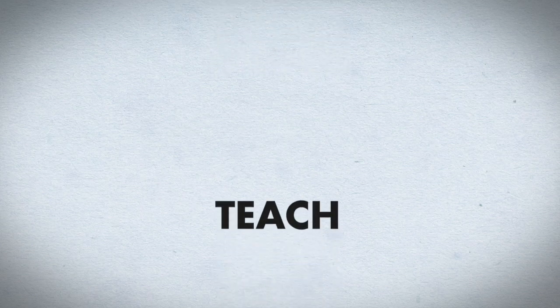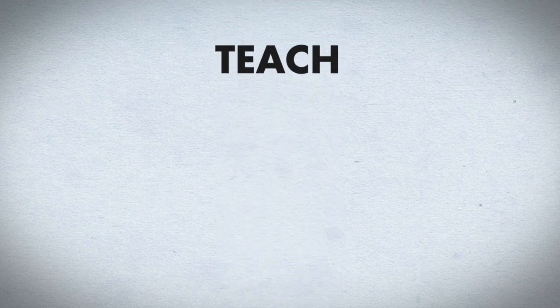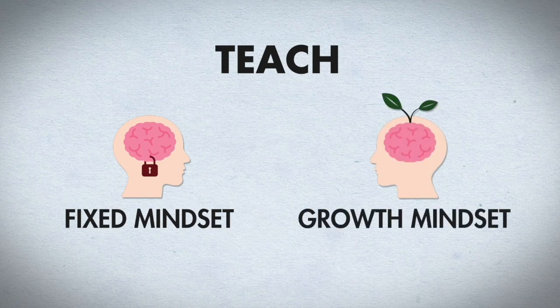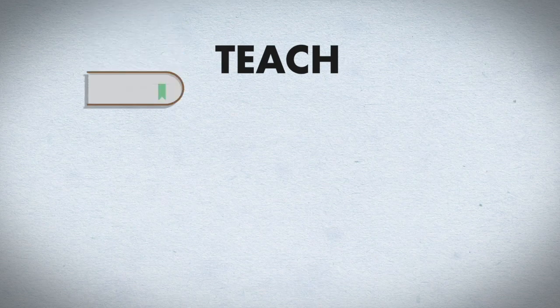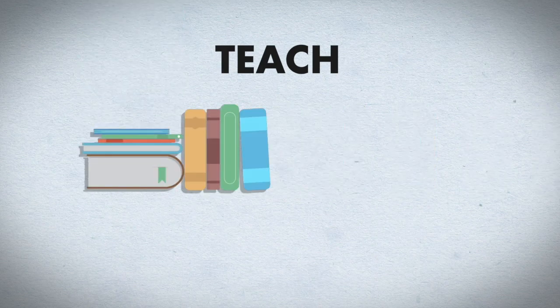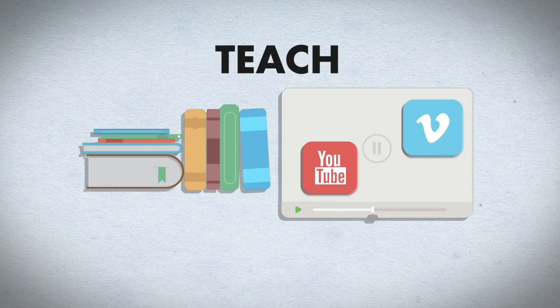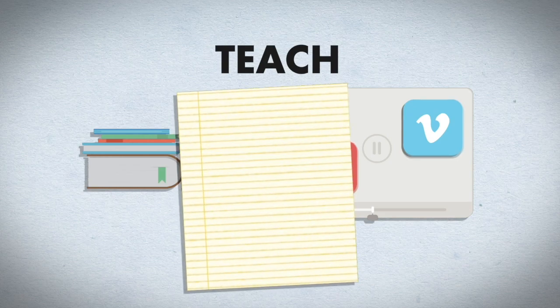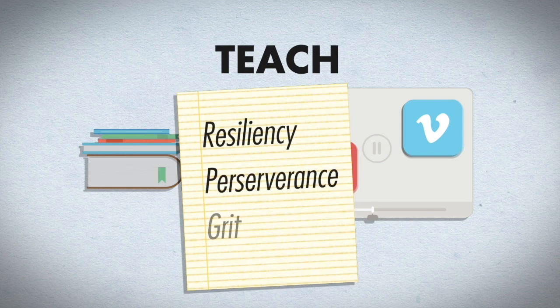So modeling is one way to teach students about mindsets. Another way is to teach lessons about the brain and how it works, or even explicitly teaching students lessons on growth and fixed mindsets. One way to keep the growth mindset discussion going all year long is through using things like children's books, literature, video clips, even research projects and writing assignments that all can illustrate the characteristics of a growth mindset, such as resiliency, perseverance, or grit.